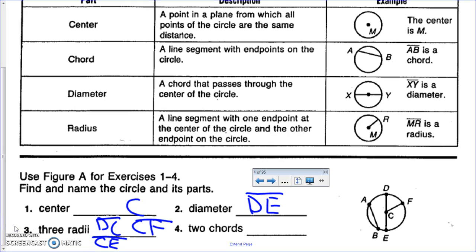For 4, we need to find 2 chords. We know a chord has to have both endpoints on the circle. So we know the first one is AB. And the second one is also our diameter. It's DE.